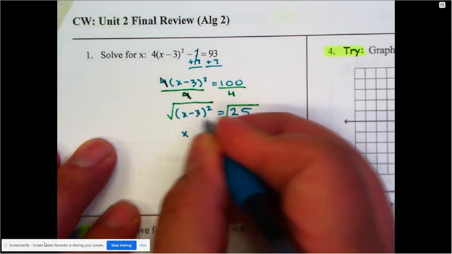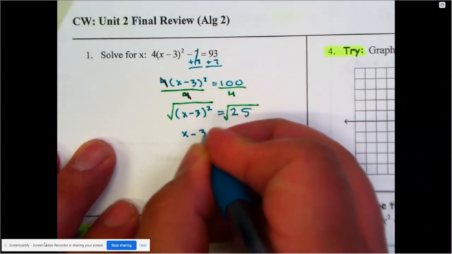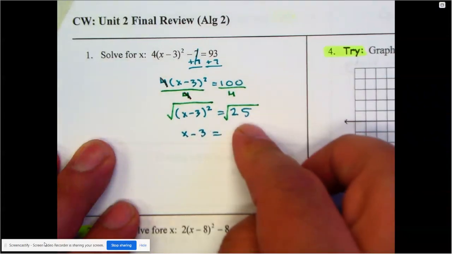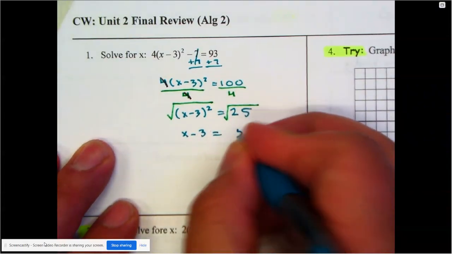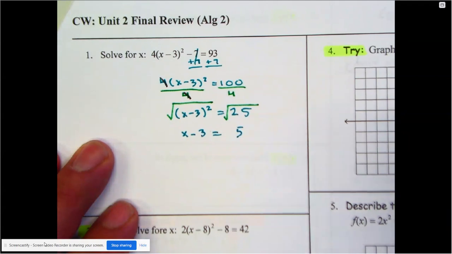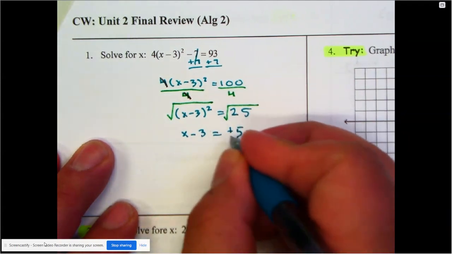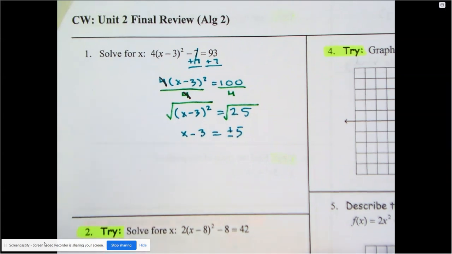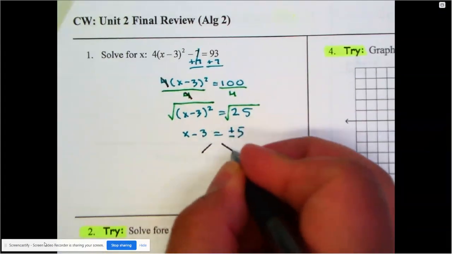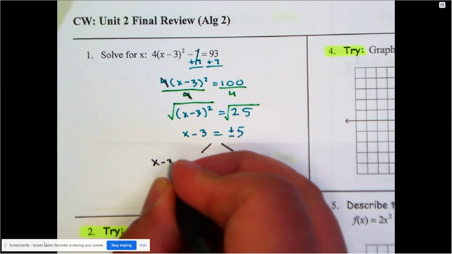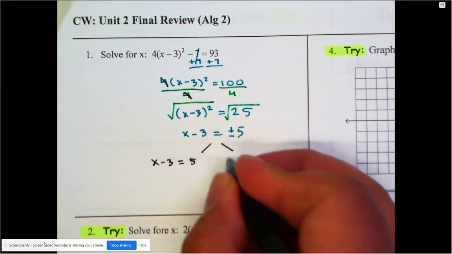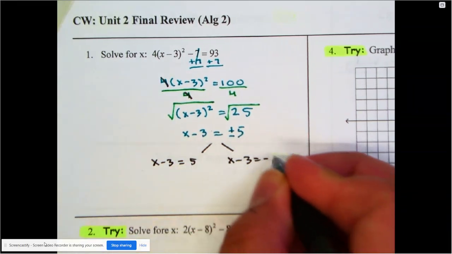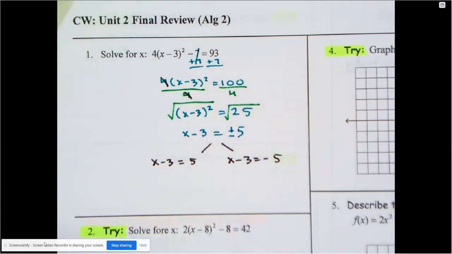So yes, on this side, the power of 2 and the square root cancel each other out. But when you take the square root of 25, for many of us, we'll say the answer is 5, but we need two answers, which is why we give it a plus or minus, a positive and negative result. That's when we split it up. We go x - 3 = positive 5, and then x - 3 = negative 5. That's how we get our two solutions out of this problem.